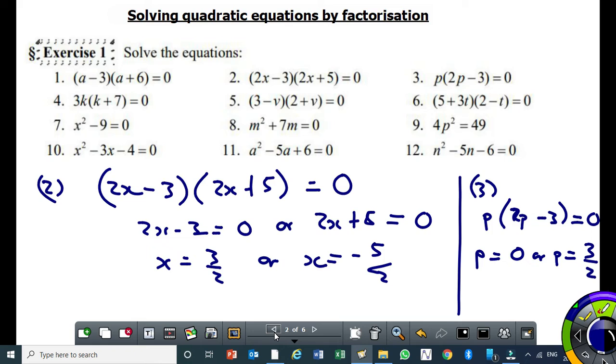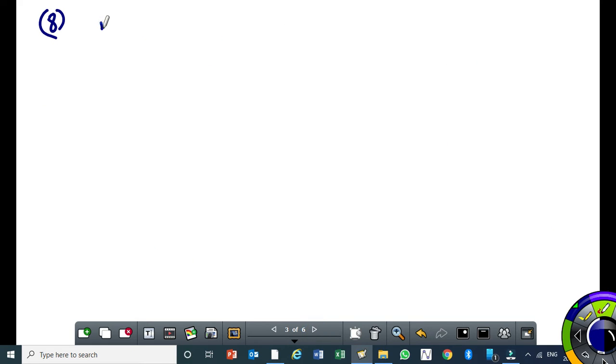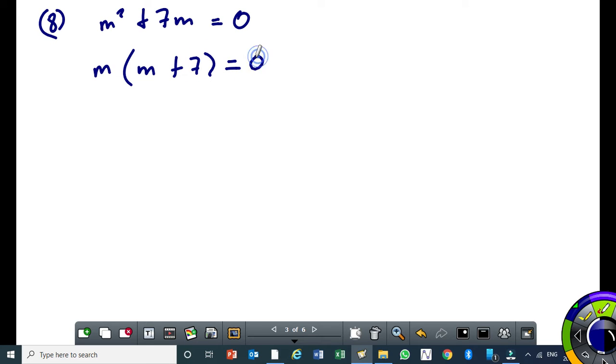You're given m squared plus 7m equal to 0. Now, here we have got a binomial, but the binomial is quadratic. So you factorize by a common factor, so it will be m times m plus 7 equal to 0, which means m will be 0 or m will be negative 7. Again, this is also straightforward.